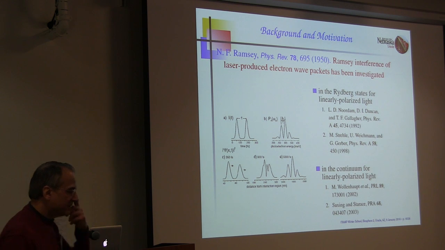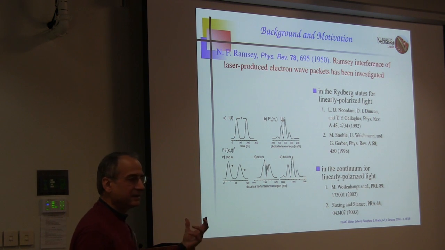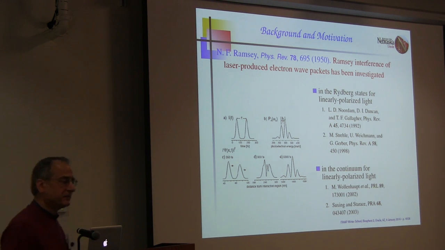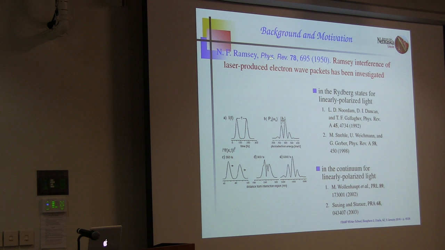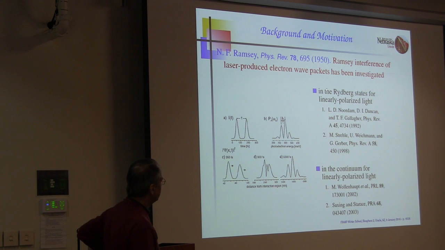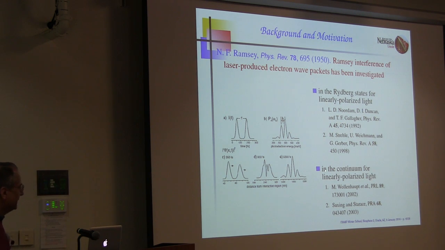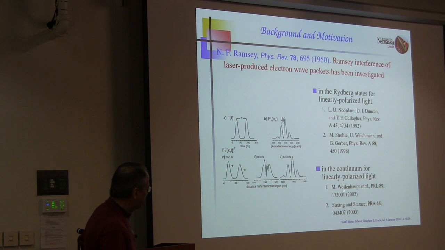Now, what I'm going to show you is that this is a highly unusual kind of Ramsey interference. The normal Ramsey interference in 1950 had to do with molecular states, but more recently, Ramsey interference has been observed in Rydberg states for linearly polarized light, for example, in Tom Gallagher's group, Gerber's group. In the continuum for linearly polarized light, Suching and I looked at that, but experimentally, Warnhaupt et al., this is 3 German groups collaborating. I think the lead group is Gerber's again.